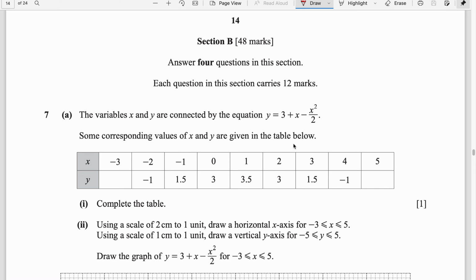Section B, first it had more questions and one option. Now that pattern is being changed. Answer 4 questions in this section. I'll be solving all 5 for this video.